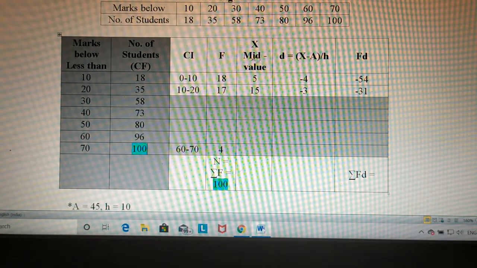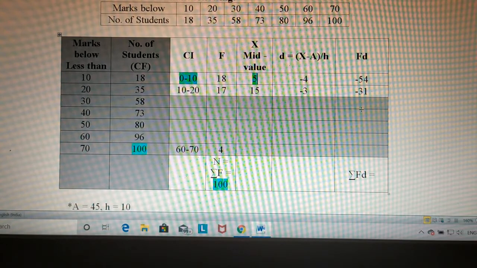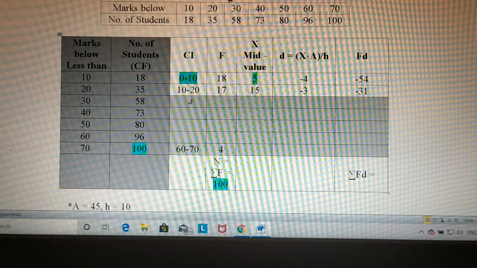We'll go to the next column, x. X is nothing but the mid value of the class interval. For 0 to 10, the mid value is 5. Similarly, we have to find it for all the class intervals. 10 to 20, it's 15. Next is 20 to 30. Obviously, it will be 25. It goes on like that.